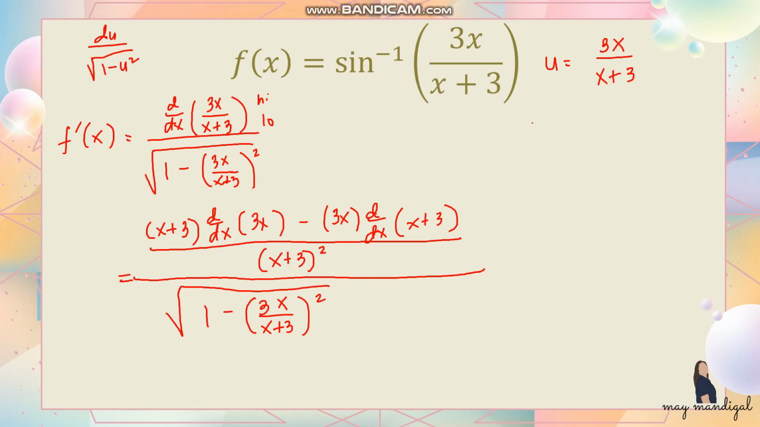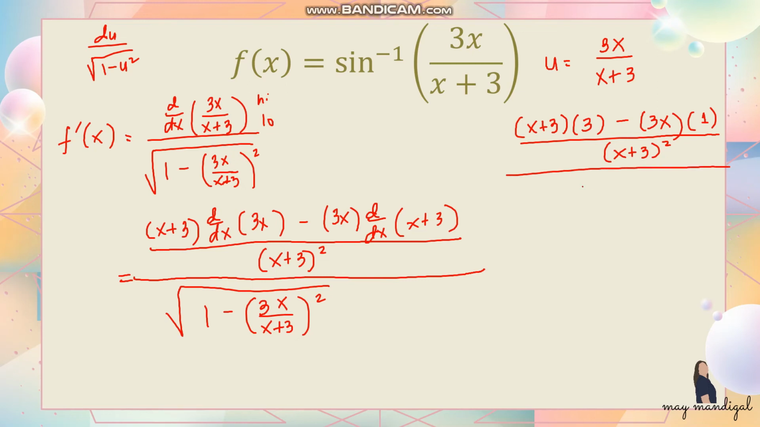And then next, let's just solve for the derivative in the numerator. So let's write here, we have the x plus 3 as is, and then 3x, its derivative is 3, minus, then we have 3x, and then the derivative of x plus 3 is 1. All over, and then we have the x plus 3 squared. Okay? All over square root of 1 minus 3x over x plus 3 squared.